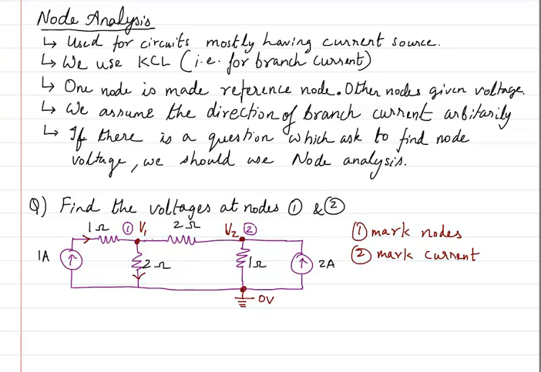The third branch, let me assume this direction. Fourth branch, again I can draw it up or down. I will draw it as going down. Here there is already a current source, so I have drawn this particular direction.